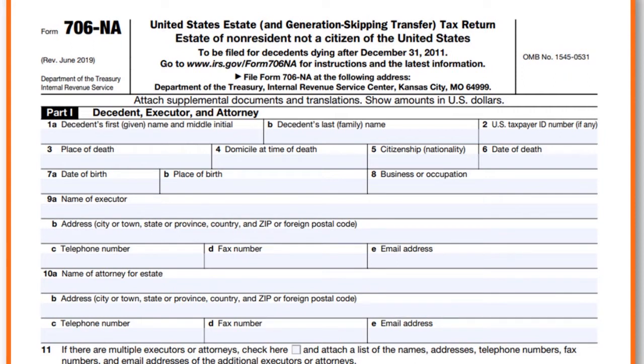In other words, non-resident and also not a citizen of the United States. So if you have a green card, for instance, you might actually qualify for 706 and not 706-NA. So 706-NA is for a non-resident, not a citizen of the United States.